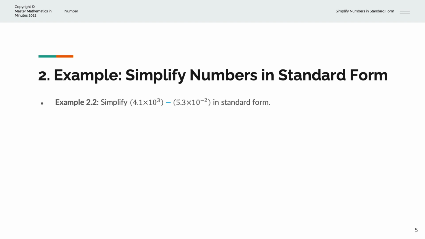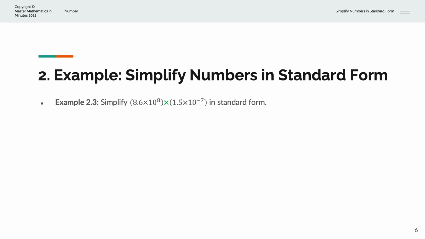In the second example, we're asked to simplify 4.1 times 10 to the power of 3 minus 5.3 times 10 to the power of minus 2, and we want the answer in standard form. So the first term is 4,100 minus the second term 0.053, and that is equal to 4099.947, and that is equal to 4.099947 times 10 to the power of 3. So this term is between 1 and 10, and 3 is a positive integer, and so that is in standard form as required.